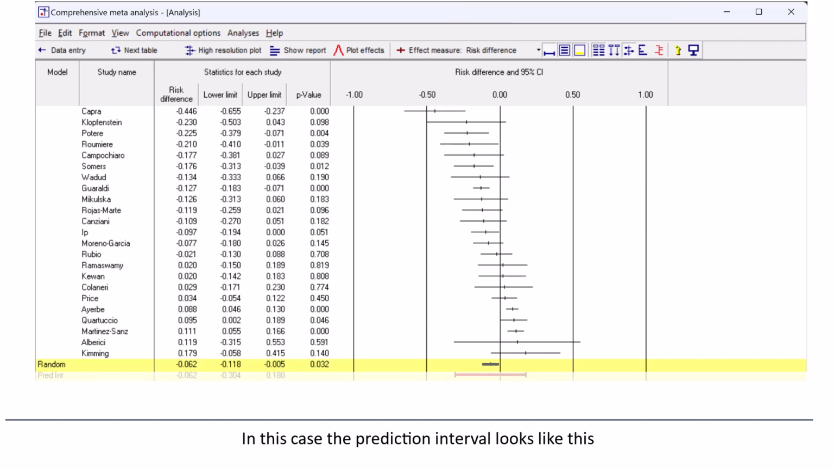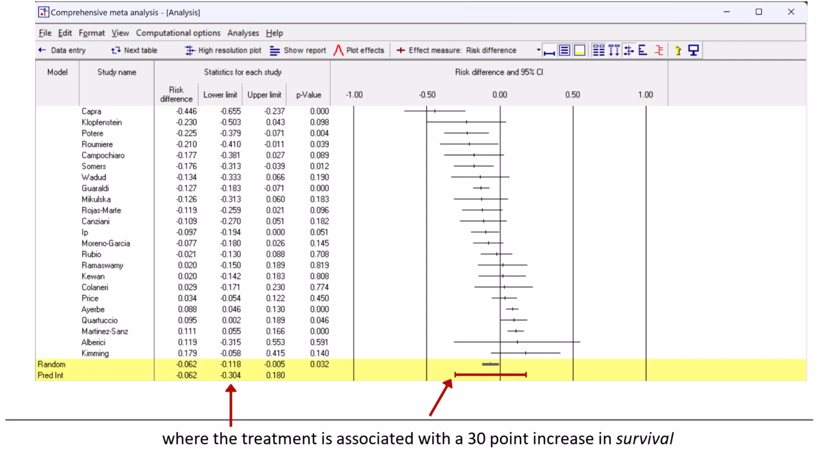In this case, the prediction interval looks like this. At one extreme, there will be some populations where the treatment is associated with a 30-point increase in survival. But at the other extreme, there will also be some populations where the treatment is associated with an 18-point increase in mortality. In a situation where the effect varies this widely, the mean is a poor way of summarizing the results.